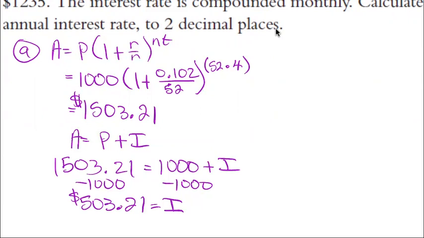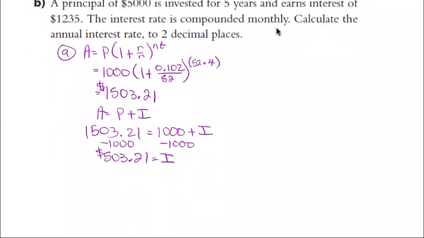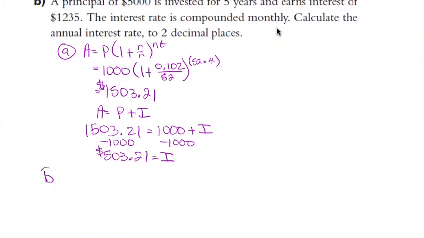Question B. A principal of $5,000 is invested for 5 years and earns interest of $12.35. The interest rate is compounded monthly. Calculate the annual interest rate to 2 decimal places. So this one's going to be a little bit trickier because we have to calculate the annual interest rate. Okay, so let's go B.